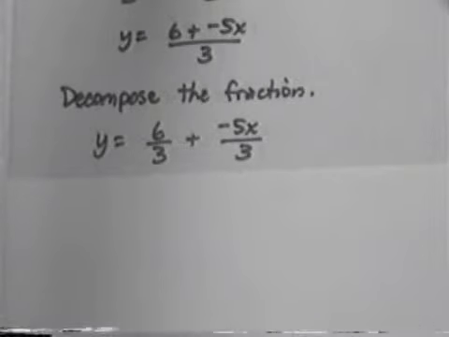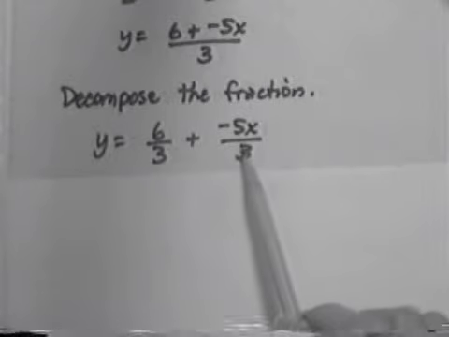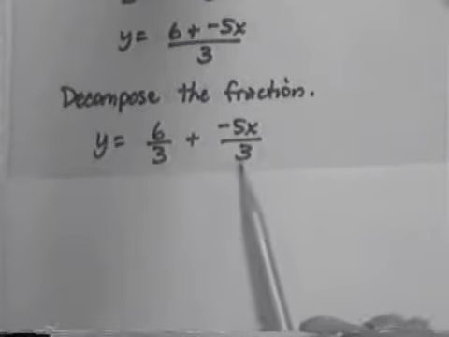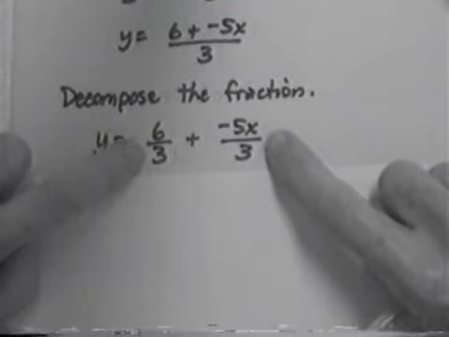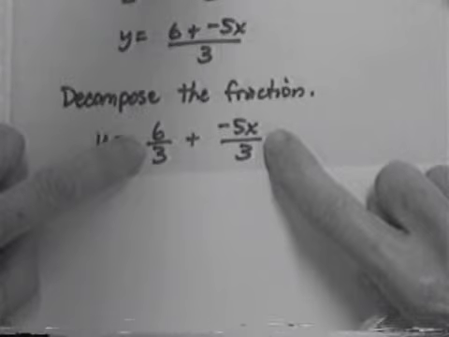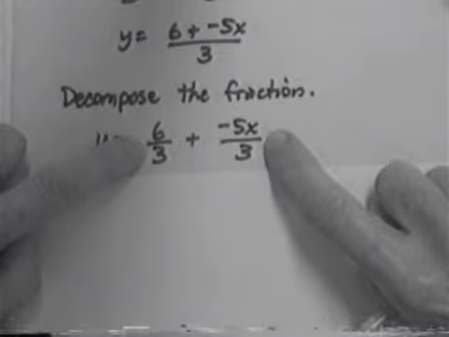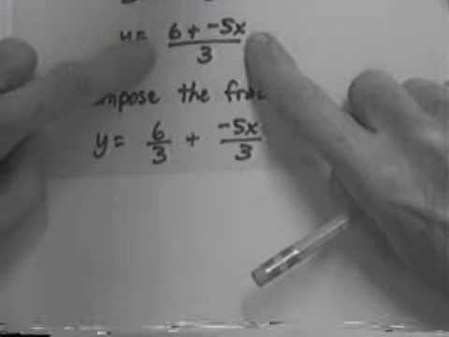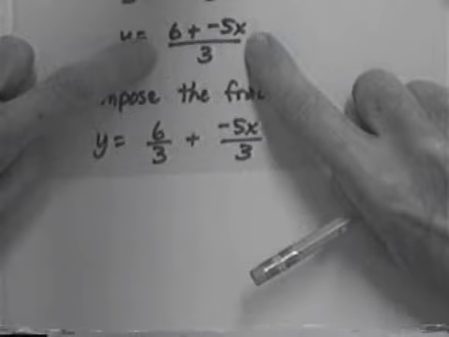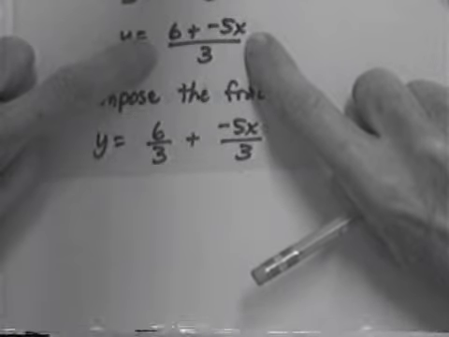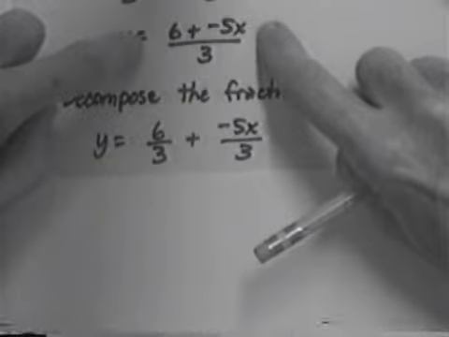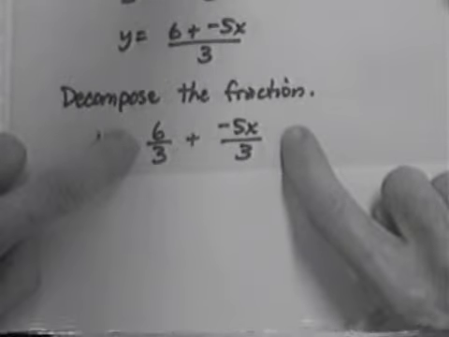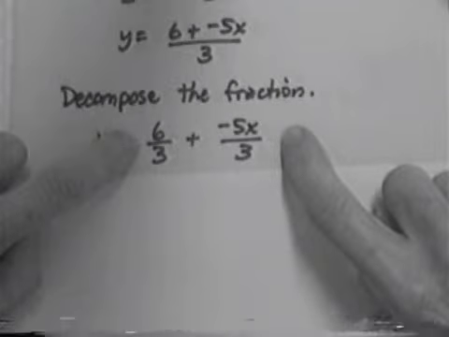Now you can check this idea by doing what you usually do, and that is adding the fractions. Notice these fractions have a common denominator. If we were to add these two fractions, we would simply keep the denominator 3 and add the numerators, 6 plus negative 5x. That would get us back to what we had to begin with. So instead of adding the fractions to get back to a single fraction, we're taking the single fraction apart, and we call this decomposing the fraction.